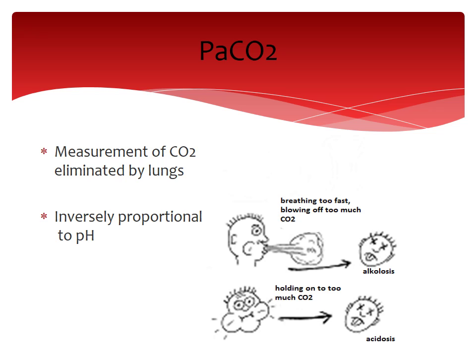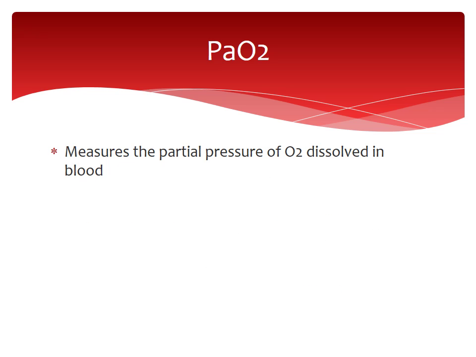Okay, so pH is 7.35 to 7.45. PaCO2 is 35 to 45. We'll move on to our next component. Remember, it's pH, PaCO2, PaO2, and bicarb.